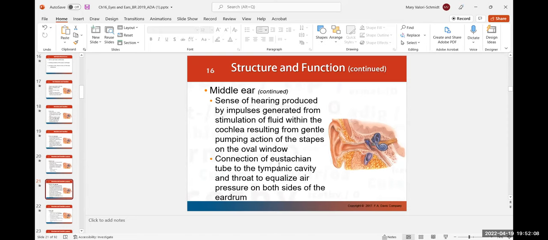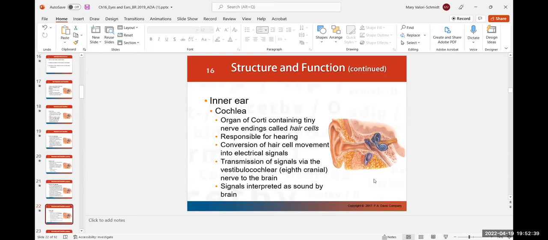And then there's also the eustachian tube that goes right to where the tympanic cavity is, and it goes to the throat. Have you ever got on an airplane and when you're taking off or landing, your ears pop? Well, that's why. That eustachian tube that goes from the tympanic cavity to the throat on both sides equalizes pressure. So when the pressure outside gets too great, you get that pop sound. Like you almost don't hear for a moment, and then you can hear again. So that's the pressure equalizing.